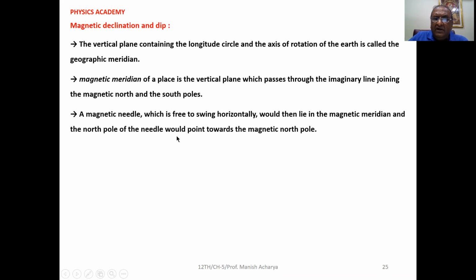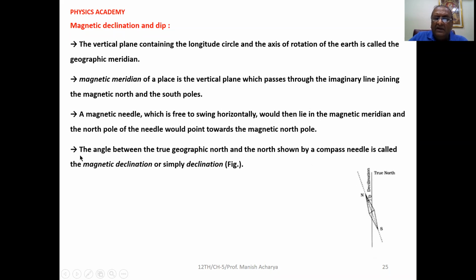A magnetic needle which is free to swing horizontally would then lie in the magnetic meridian, and the north pole of the needle would point towards the magnetic north pole. Now, the angle between the true geographic north and the north shown by the compass needle is called the magnetic declination or simply declination, as shown in this figure.